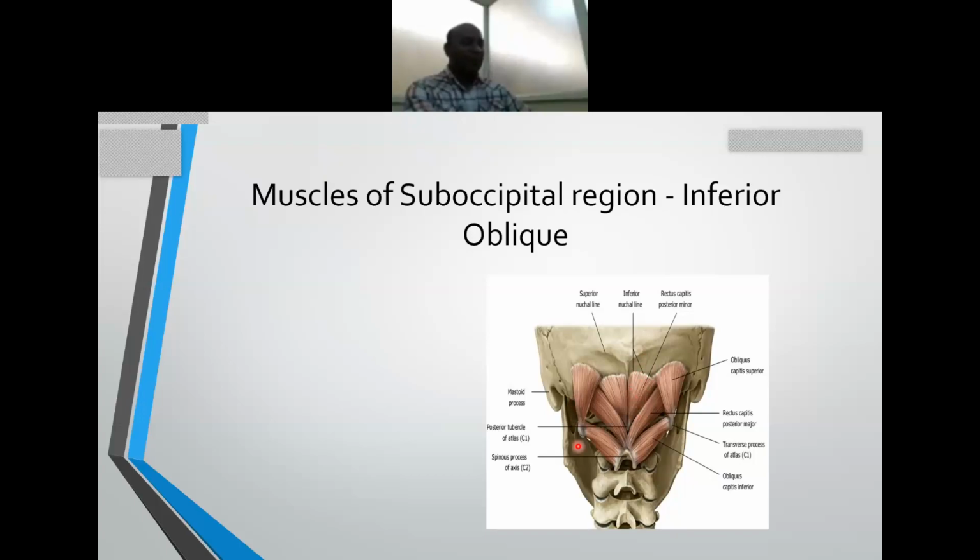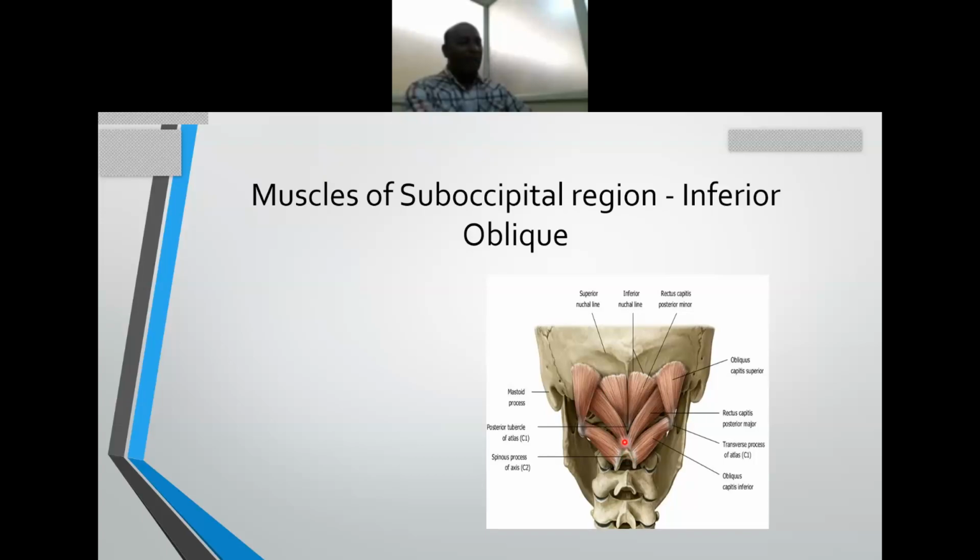Okay, so these are the boundaries of the suboccipital triangle. What are the boundaries? Rectus capitis posterior major, which arises, as you can see, from the spinous process of the axis vertebra, that is the second cervical vertebra. Central part of the tip of the spinous process of the second cervical vertebra, and goes and attaches on the lateral half of the inferior nuchal line, or the area just below the inferior nuchal line.